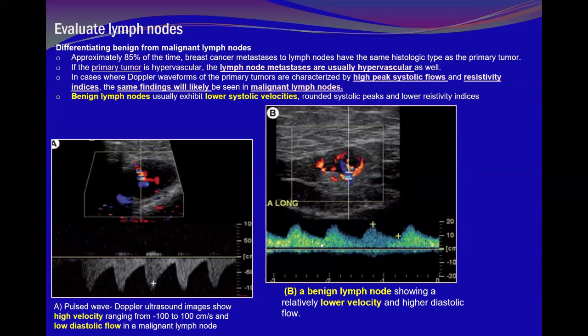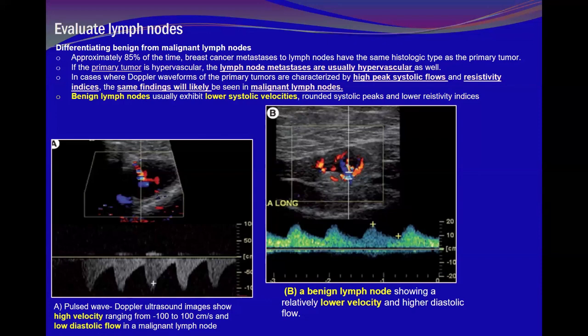This is the normal. This is the benign. I mean, the benign unipolar. Yes, the unipolar hilar vascularity. While this is definitely abnormal vessels. Okay, this is new vascularity in a metastatic lymph node.